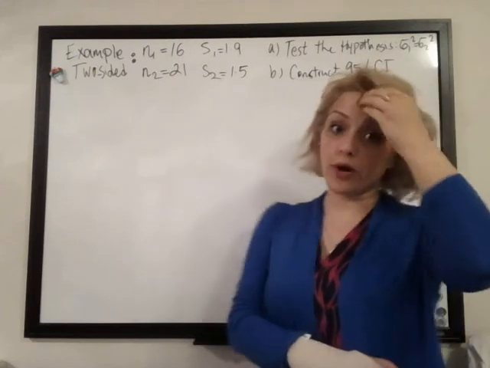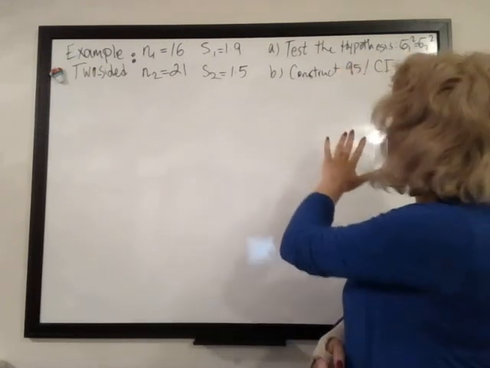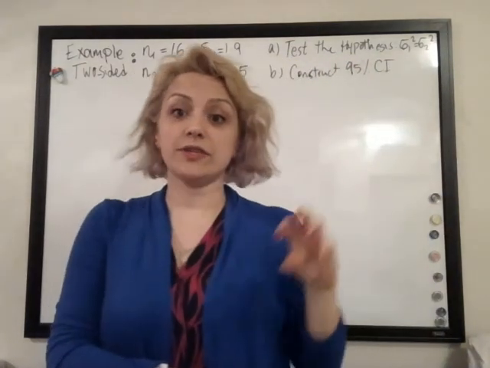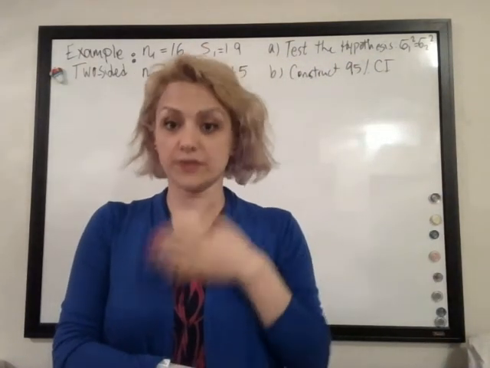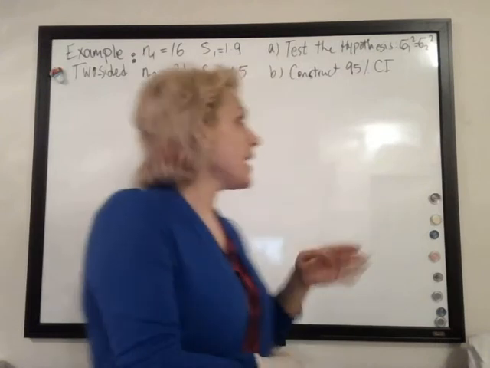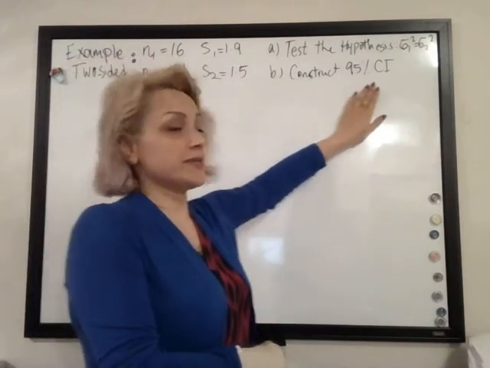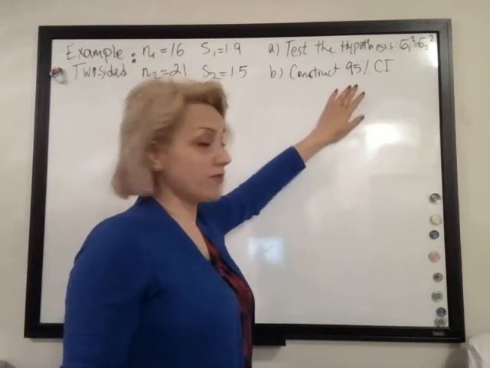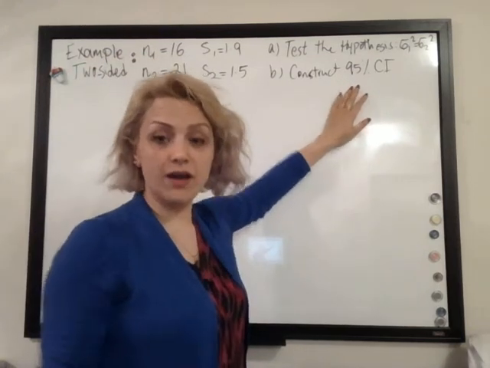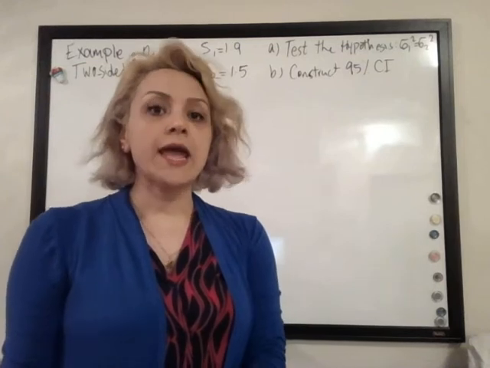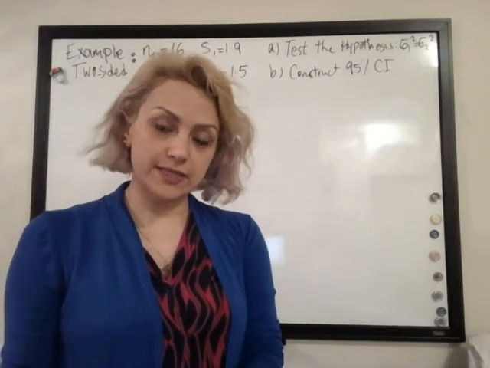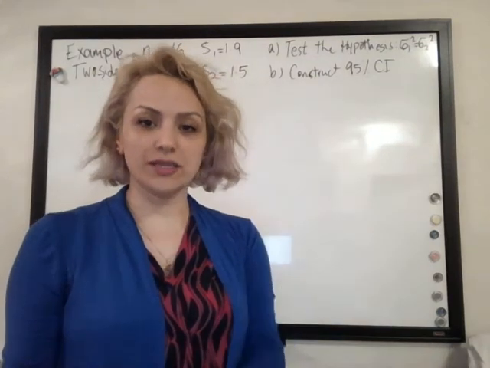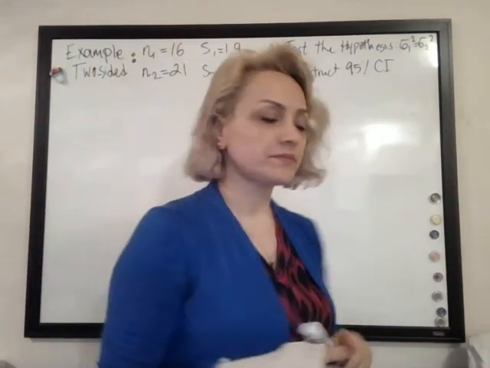Our question has two parts. Part A says to test the hypothesis for sigma 1, the variance of the first population, and the variance of the second population, and compare them. And then we want to construct the 95% confidence interval. From this 95% confidence interval, we can say that our alpha is equal to 5%. So first we are going to work on the hypothesis test, and then we are going to work on the confidence interval.